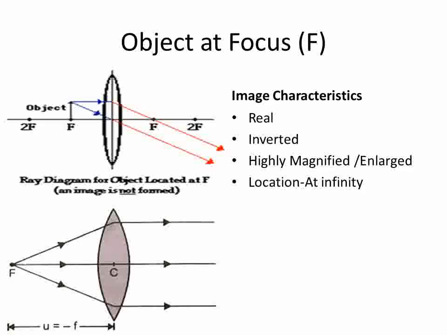Below this diagram, there is another diagram in which the object is placed at focus F, and the rays after passing through the lens become parallel, because parallel lines always meet at infinity, and this may be considered also.